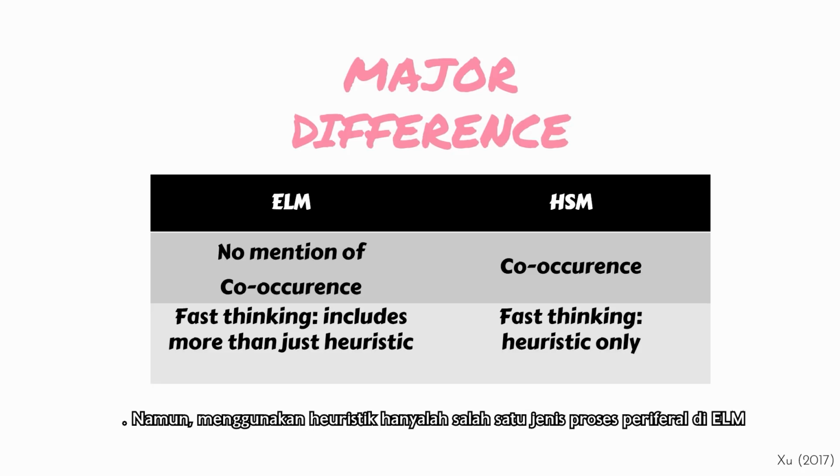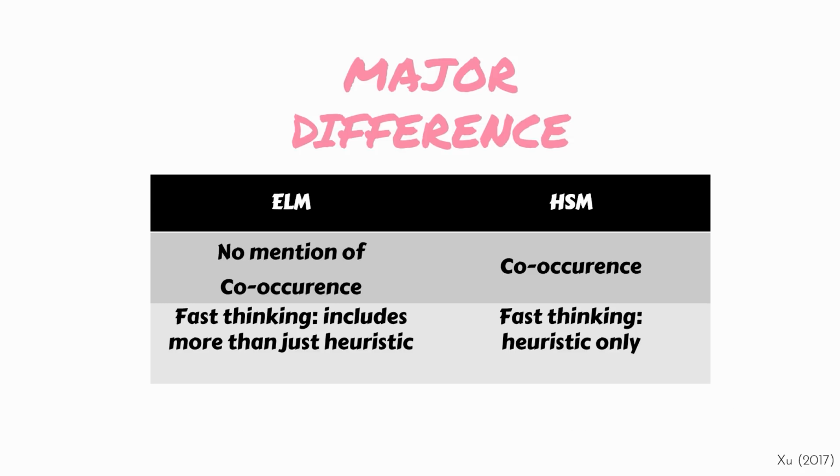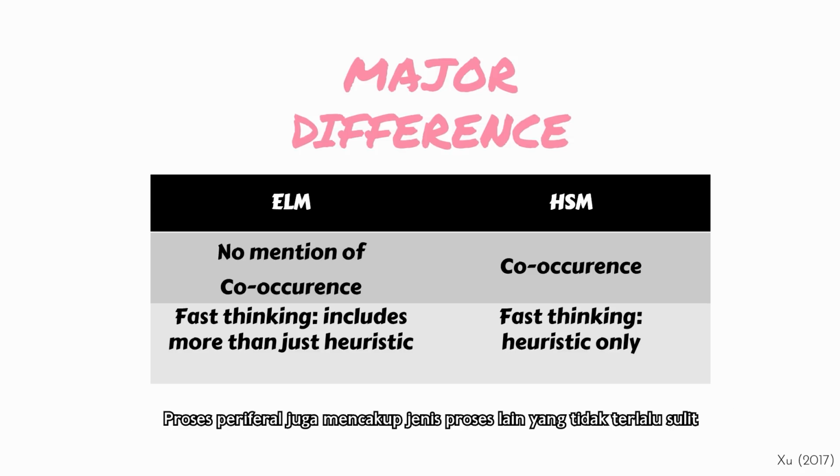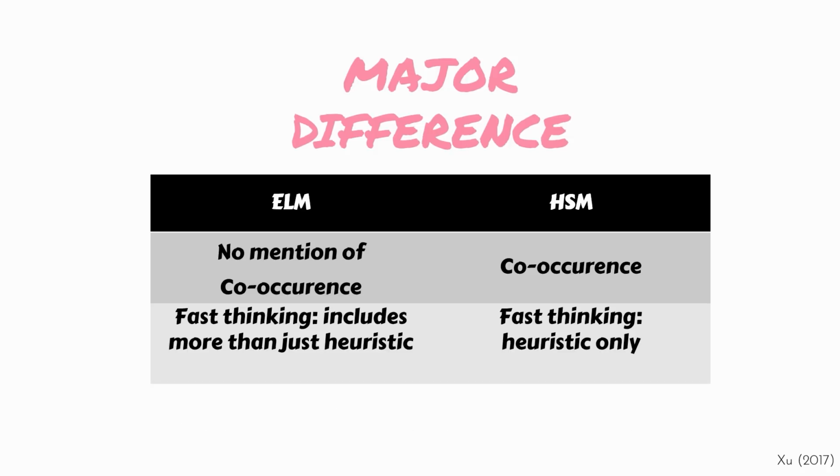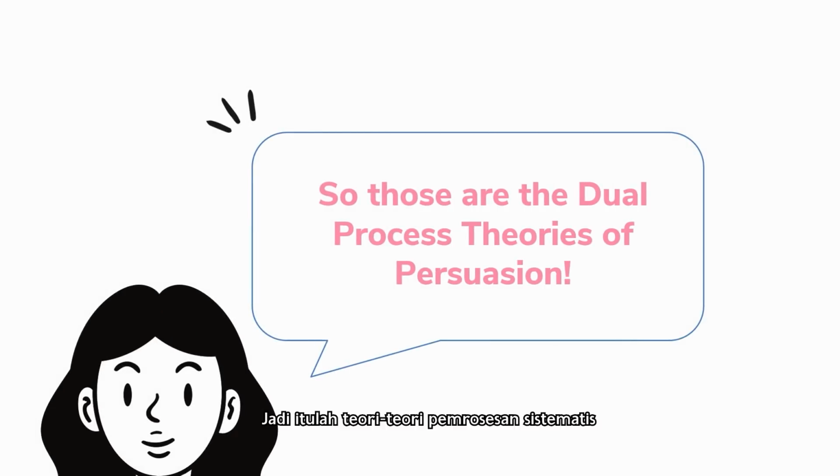However, using heuristics is just one type of peripheral process in the ELM. Peripheral processes also include other types of less effortful processes that do not involve in-depth examination of persuasive messages, such as classical conditioning, mere exposure, and self-perception. So those are the dual process theories of persuasion.